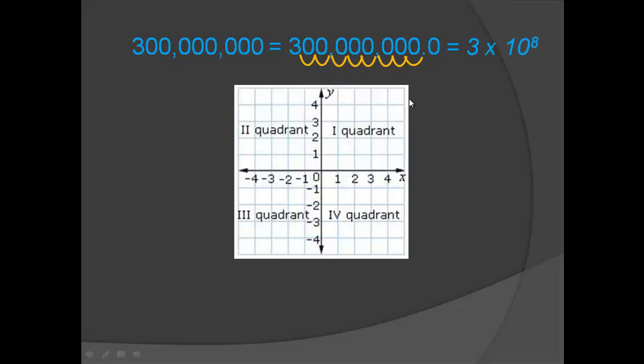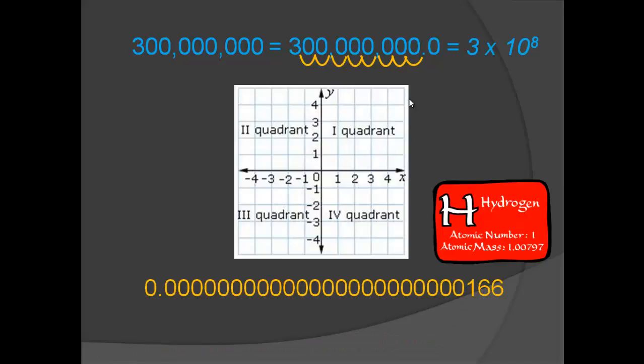On the other hand, if you have a number like this, which happens to be the mass of one hydrogen atom, look how small that is. Look how tiny that number is. Imagine if I had to write that number all the time instead of using scientific notation. So now you can appreciate the use of scientific notation and why it's so important. Here's the decimal place.